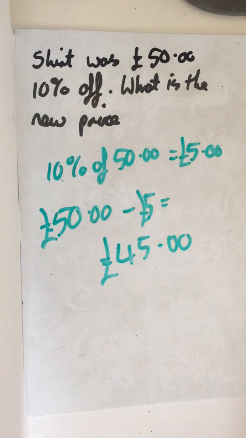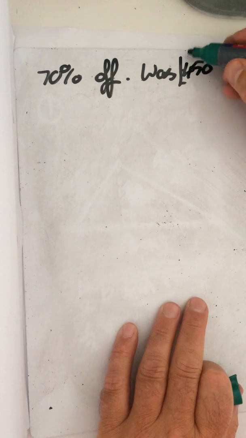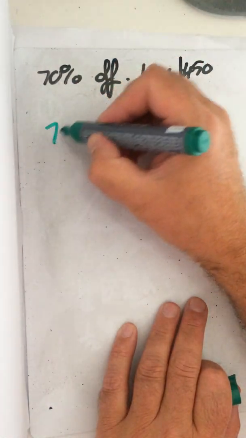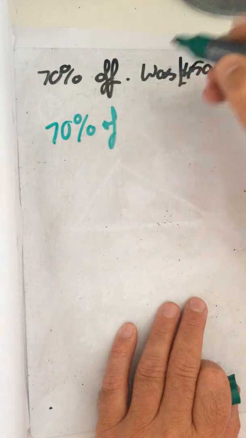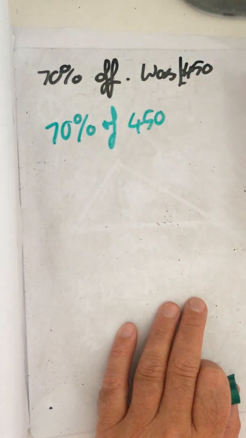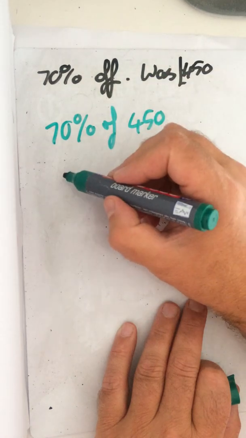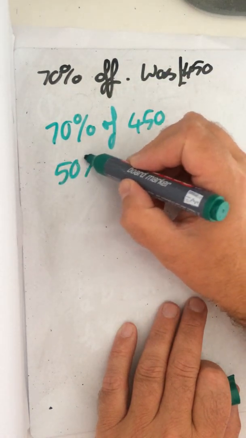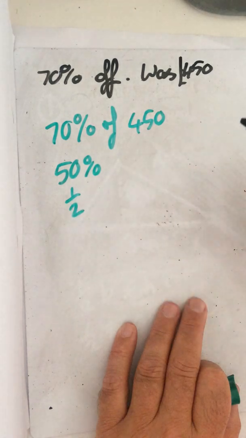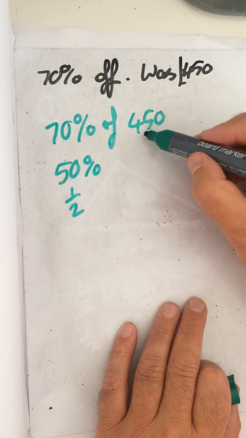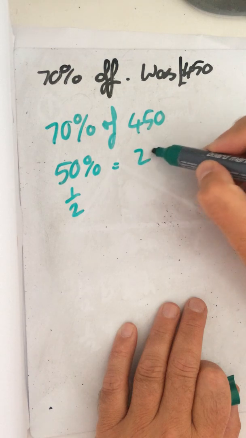Let's have a look at another one. So you could have something that is 70% off. It was £450, and it's 70% off. So I need to find 70% of 450 to start off. First of all, I'm going to do 50%. 50%, remember, is a half, isn't it? So if I halve that, I get 225.